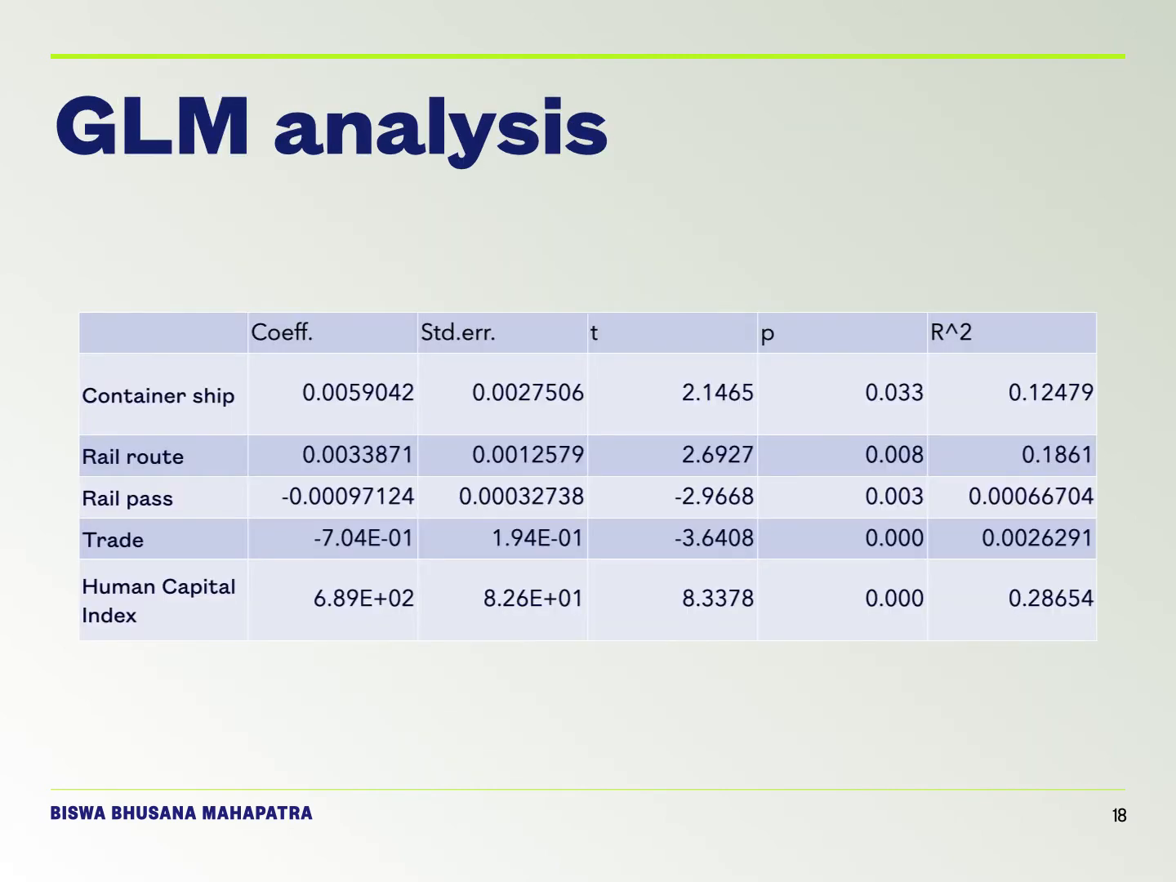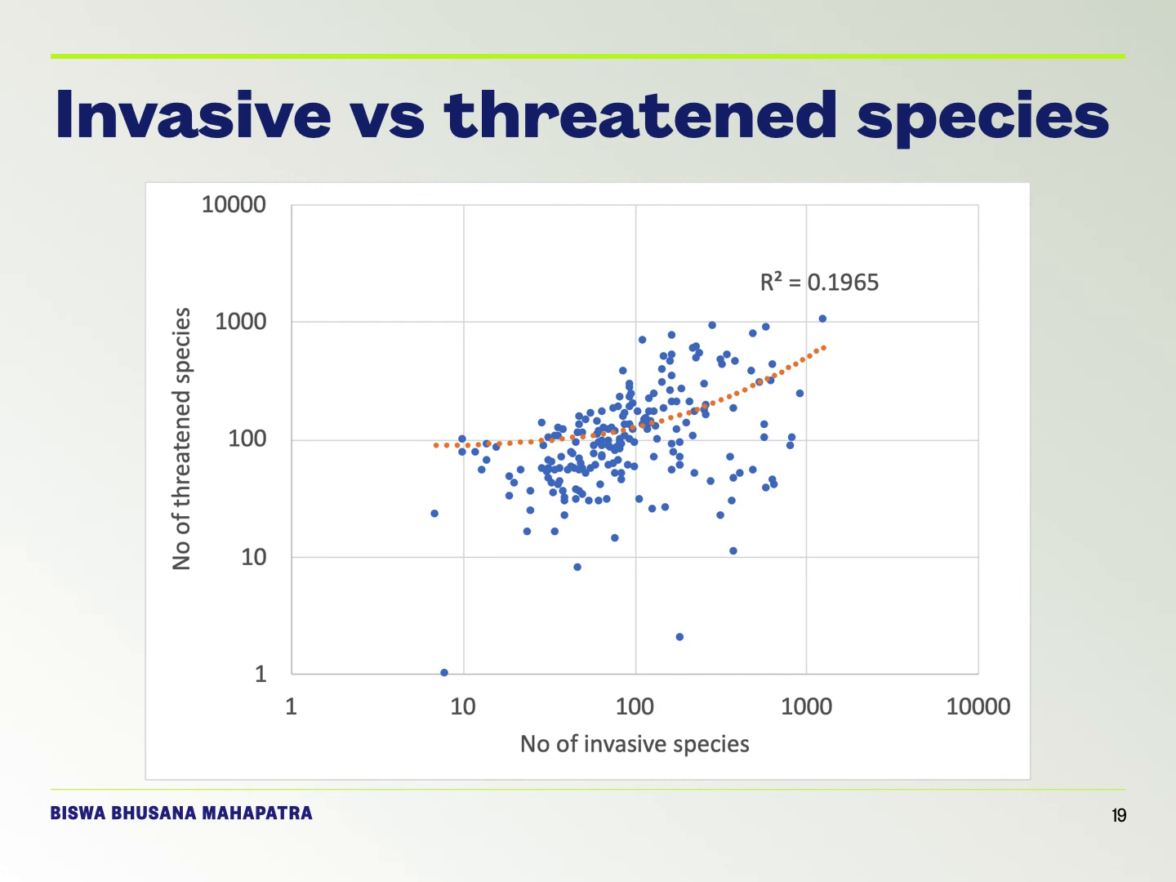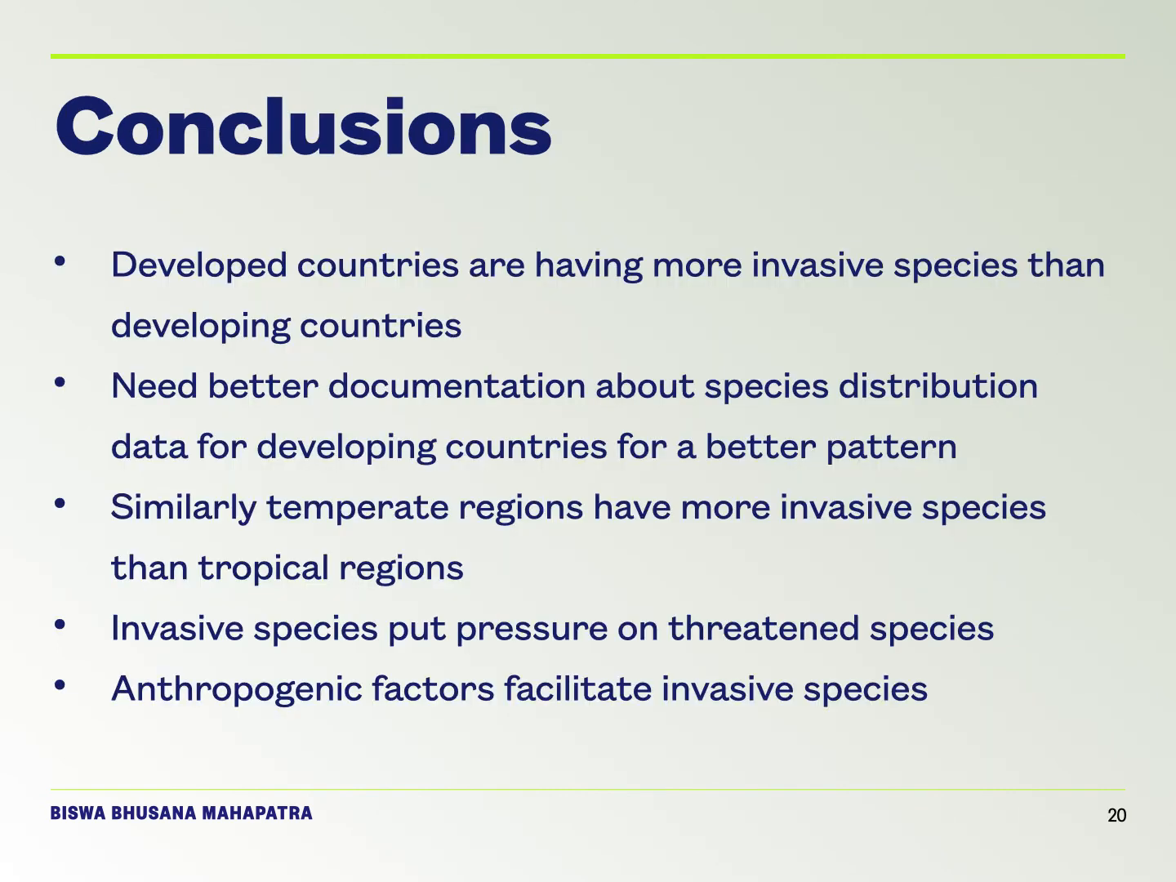We did GLM analysis to find out the most responsible factors. Container ship traffic, rail routes, rail passengers, trade, and human capital index are highly correlated with the number of invasive species for each country. With biodiversity data, we found invasive species highly correlated with threatened species for each country. That means a country which has more invasive species is likely to have more threatened species as well.